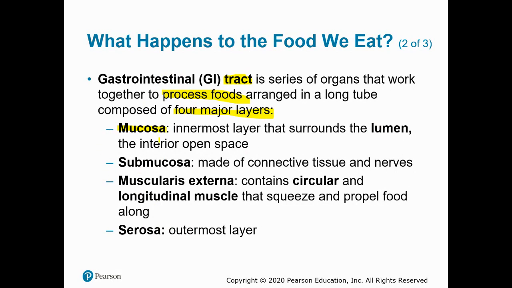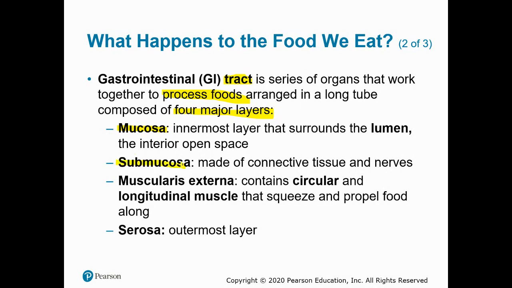So the mucosa is the innermost layer that surrounds the open space, right? So just the innermost layer of the tube. And that hopefully would make some sense, like mucosa, mucus, right? It's probably going to be pretty mucusy in there. We're doing a lot of digestion. If you've ever even just noticed your own saliva, it's pretty mucusy. Or if you've had the unpleasant experience of throwing up, it's pretty mucusy, right? So mucosa is the innermost layer.